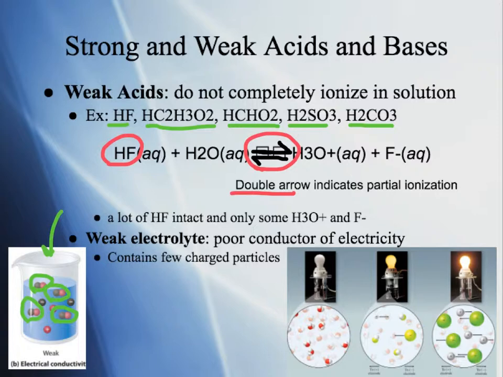They contain a few charged particles, like we saw here. So there's a few charged particles in this solution, but it's not enough to completely brightly light up the light bulb. So we're going to get a very dim light bulb if it's a weak electrolyte.